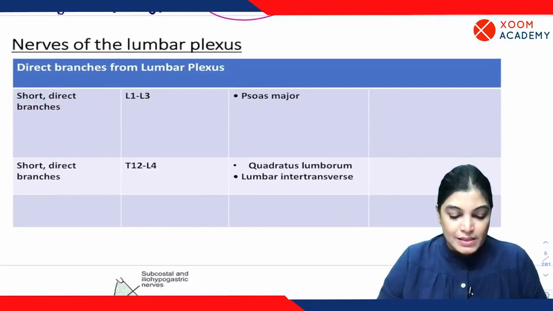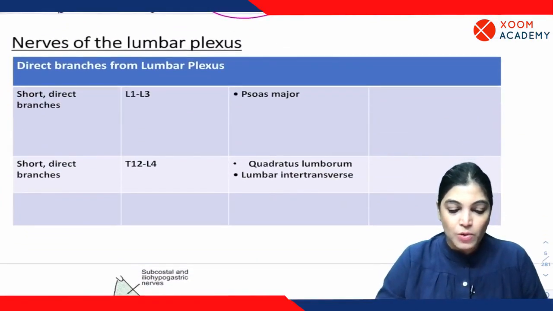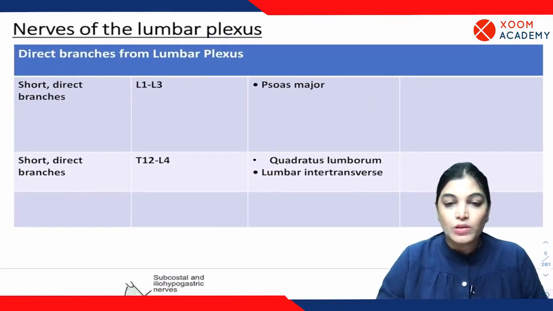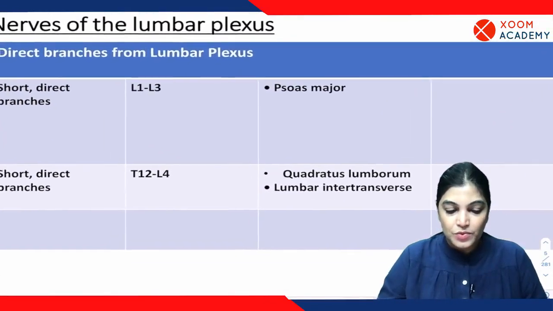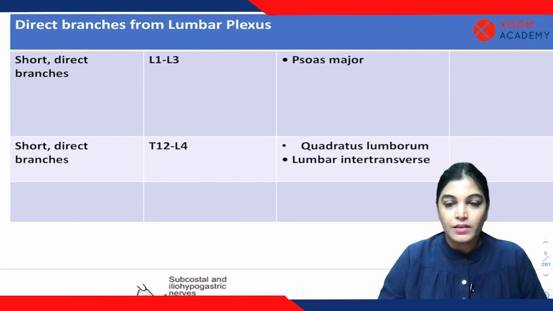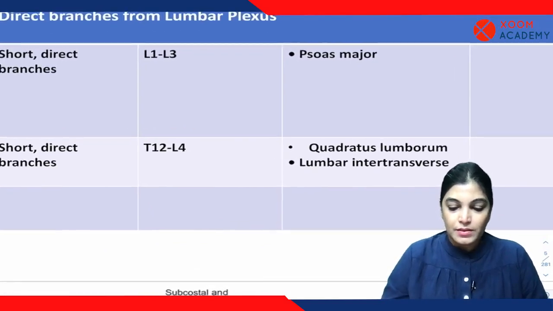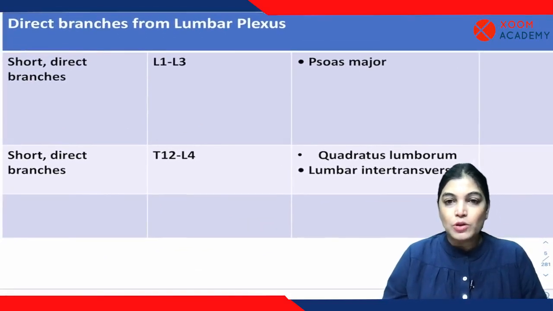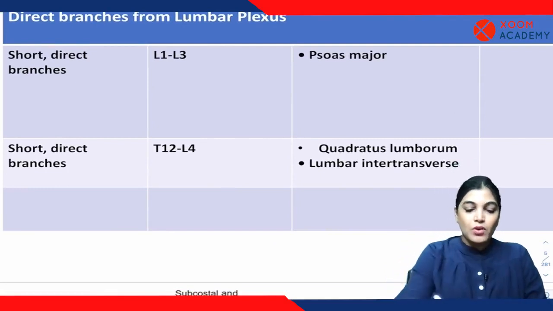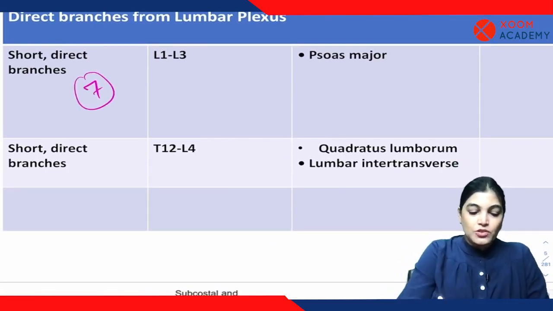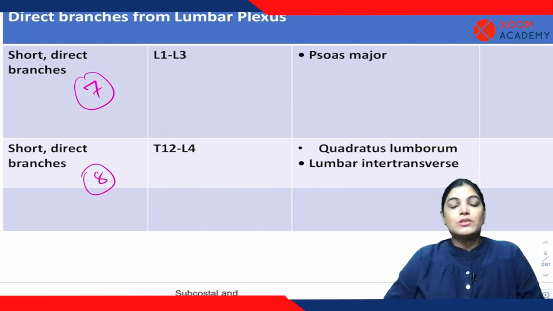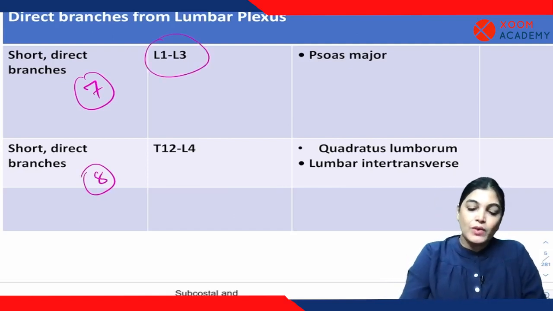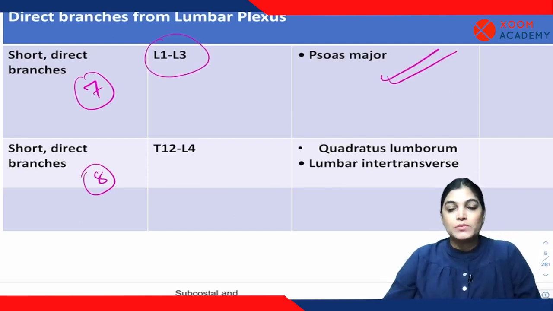So we are done with the 6 nerves in this category. I would like to tell you about 2 more nerves in this category. We have the short direct branches. The direct branches of L1, L2 and L3 will give innervation to the psoas major muscle, which is an important flexor of the hip joint.